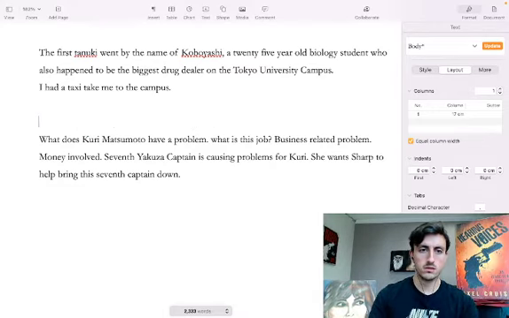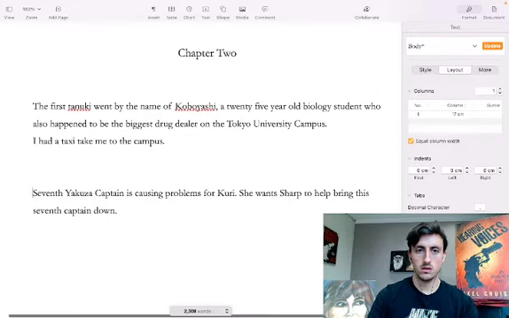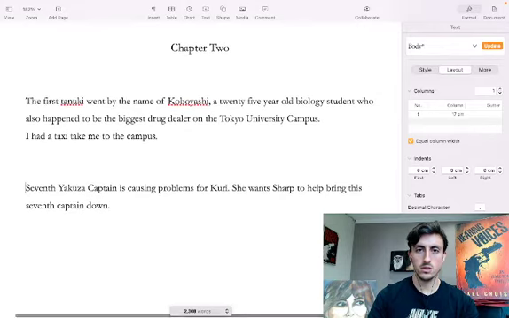All right, let's go with that. What is the job? So it's business related, but money involved. 7th Yakuza captain is causing problems. Okay. The first Tanuki went by the name of Kobayashi, a 25-year-old biology student who also happened to be the biggest drug dealer on the Tokyo University campus.